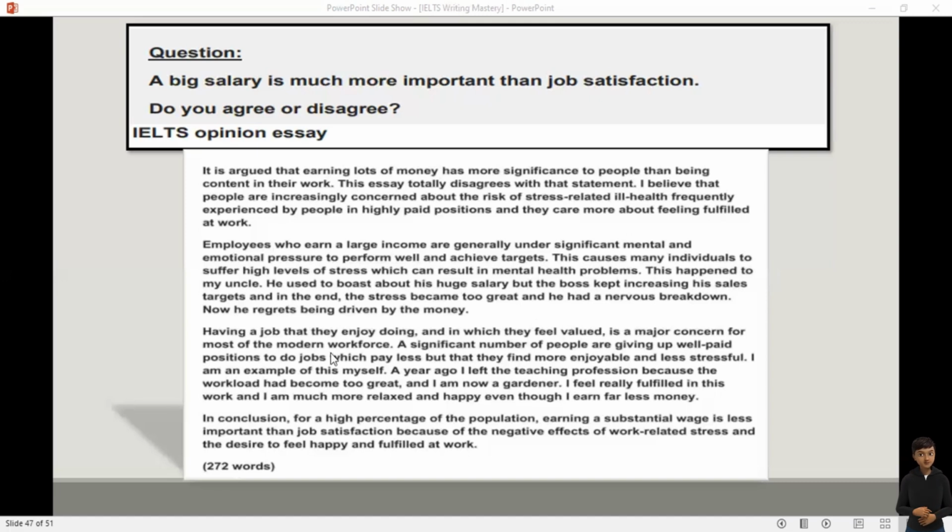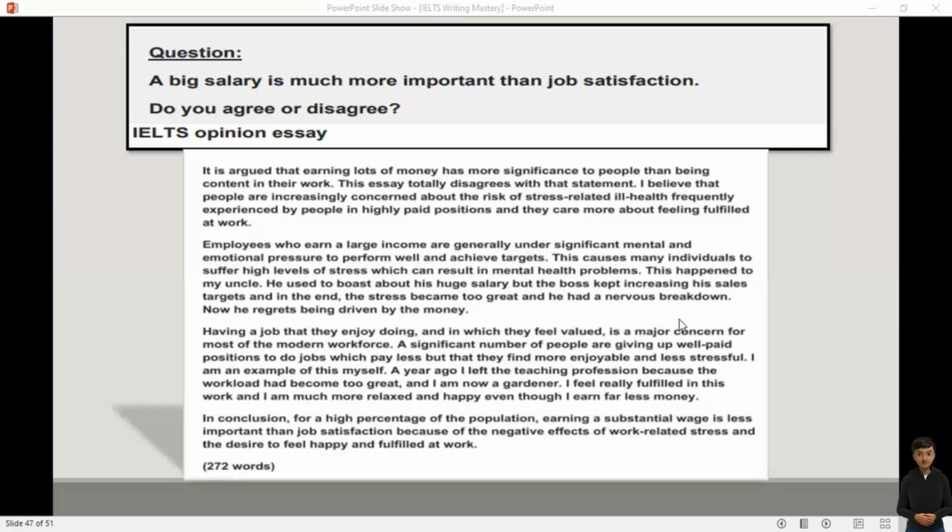Now let's have a look at body two. Here again, we have topic sentence two, then the explanation, and then an example. So here we have: having a job that they enjoy doing and in which they feel valued is a major concern for most of the modern workforce. A significant number of people are giving up well-paid positions to do jobs which pay less, but that they find more enjoyable and less stressful.